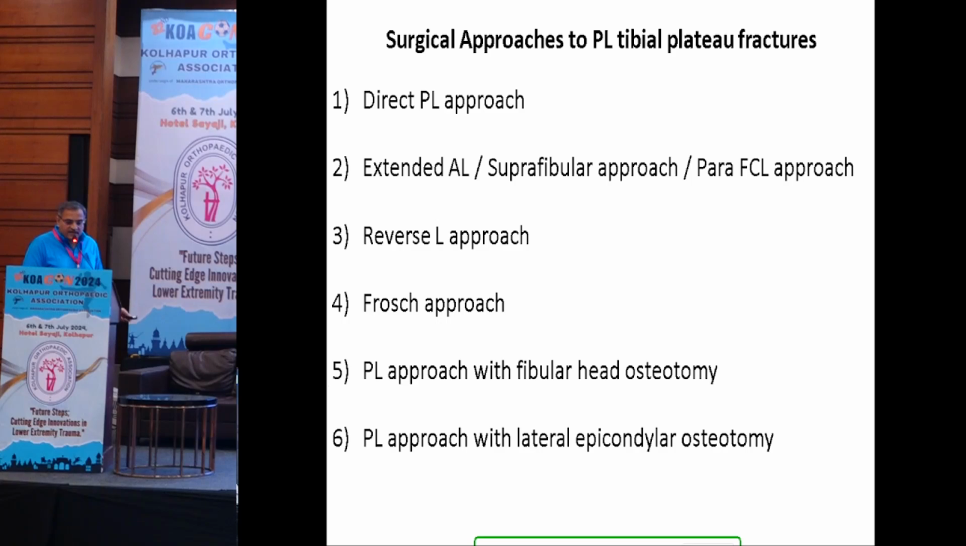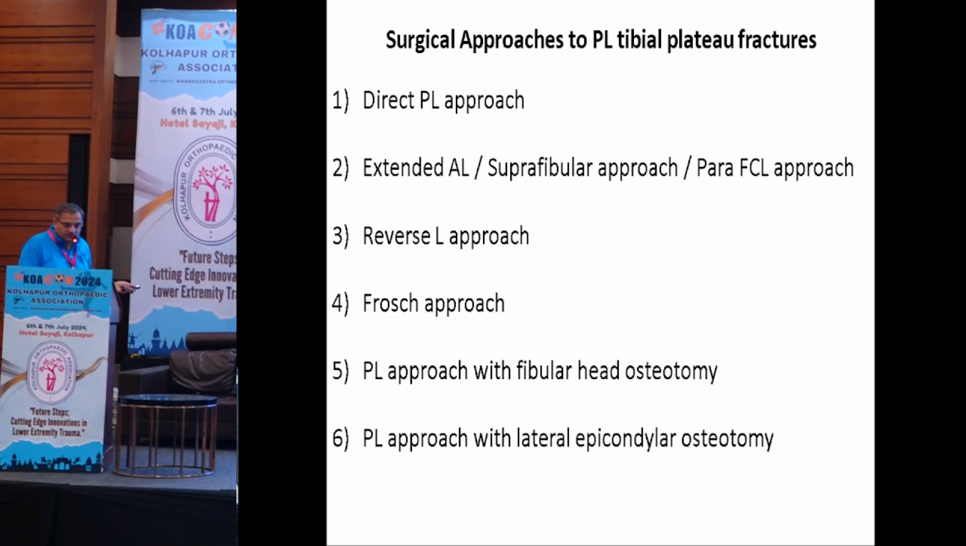The first important is the direct posterolateral approach. Then this is a major workhorse actually, that is the extended anterolateral approach. It is also called the suprafibular approach, also called the para-FCL approach. Then if the posterolateral fracture is extending medially, that is the medial part of the posterolateral fracture, or if the apex is quite distal, then you can indirectly buttress it with a reverse oblique plate with a posteromedial approach, which almost everyone is familiar with.